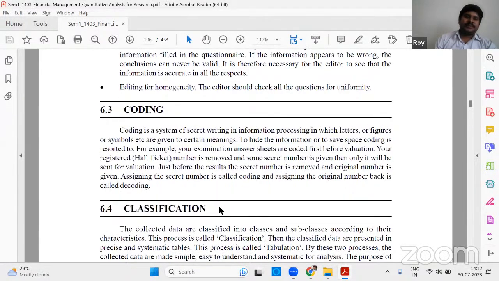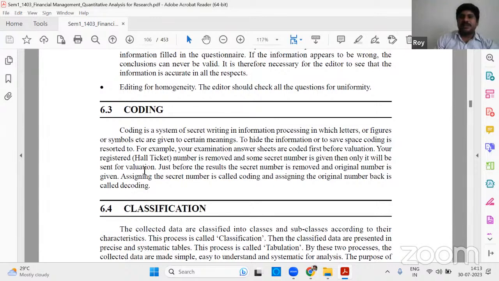Now, coding. It is a system of secret writing in the formation process in which letters or figures are given a certain meaning. See, I can't always write the whole sentence there. Instead, for a whole word I can use 1 or 0. Let's say for male, I will use 1. For female, I can use 0. It's not that female is 0 and male is some positive thing. Just for coding purposes, I will use that. Right? Coding saves space.